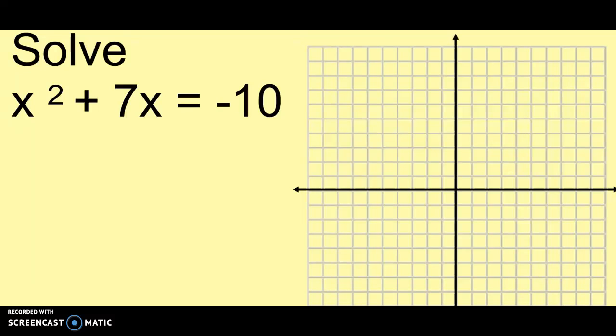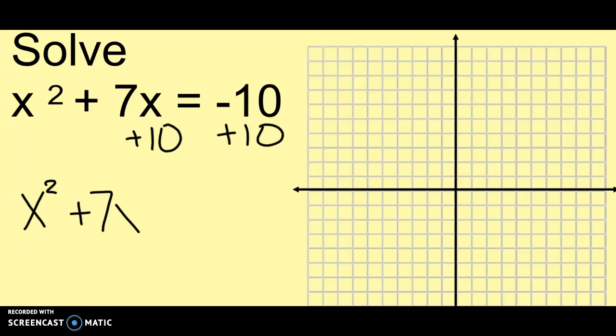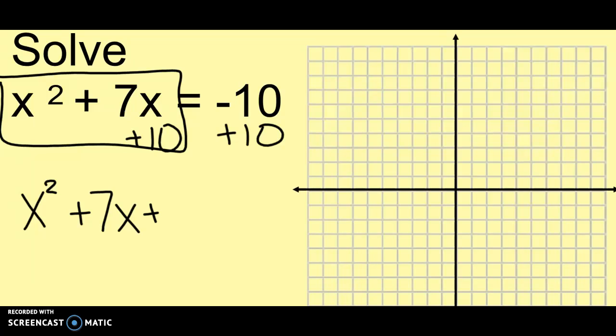We've got x squared plus 7x equals -10. The first step says set the equation equal to 0, so we're going to add 10 to both sides. Now, x squared has nothing else with it that is a like term. 7x has nothing else with it that's a like term on this side of the equation. And 10 is not a like term with any of those either, so we're not going to combine it and make 17. We're not going to do anything. We're just going to make that 0 on the right.